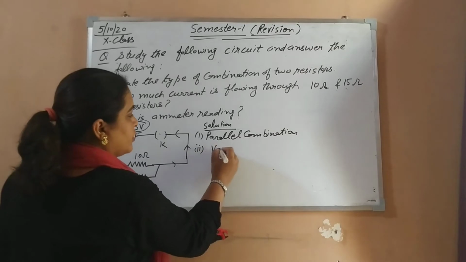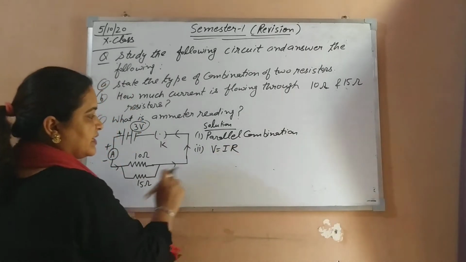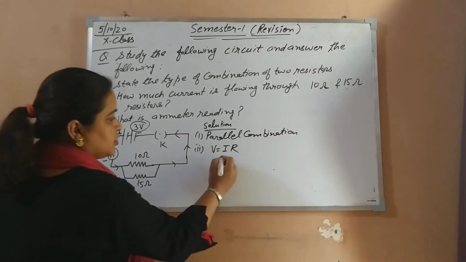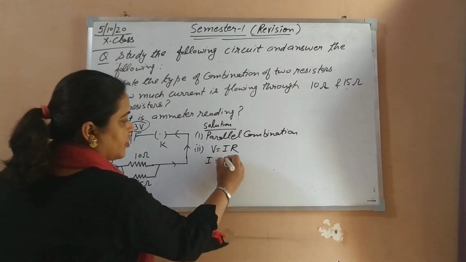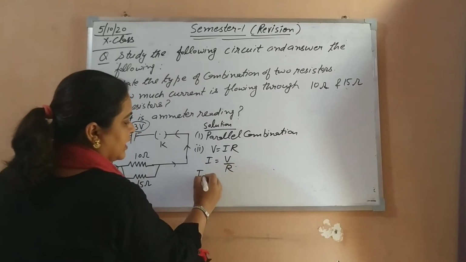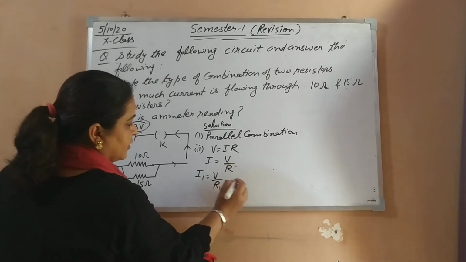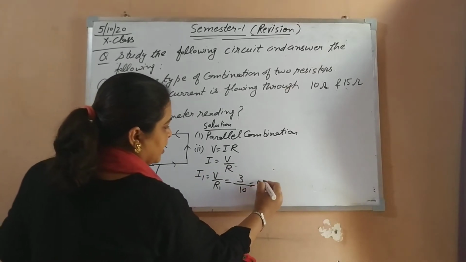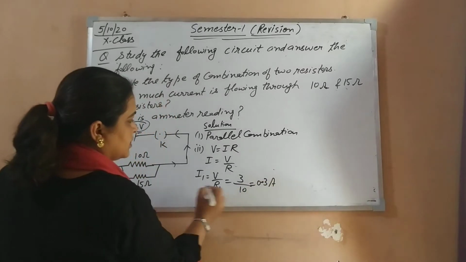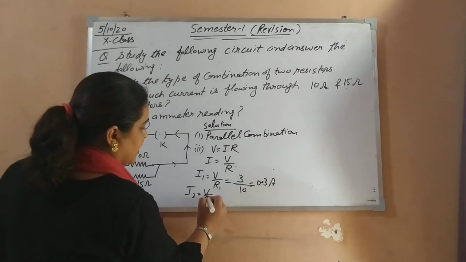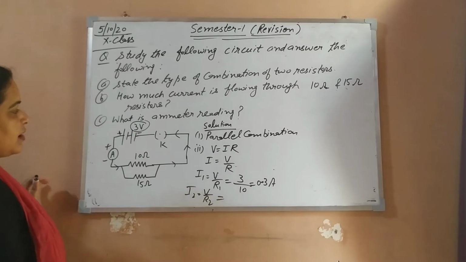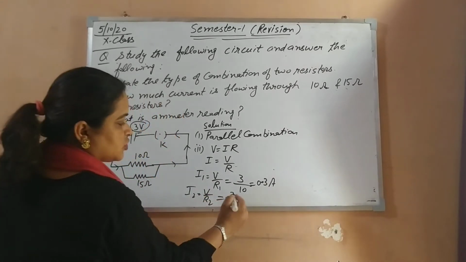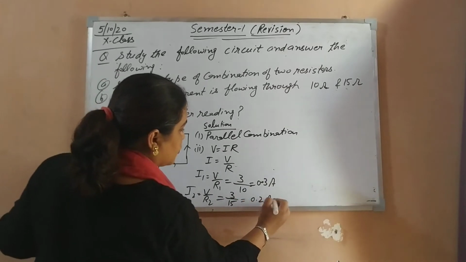By Ohm's law we know that V is equal to I R, but we want to calculate I1. So I will come from the formula I equals V by R. What is I1? That is V by R1. What is the V value? 3 volt, and the R1 value is 10. So it becomes 0.3 ampere. Similarly, what is I2? V by R2. Why am I taking V? Because in a parallel combination the potential remains the same. So again it is 3 by 15. When you solve it, it will come to 0.2 ampere.